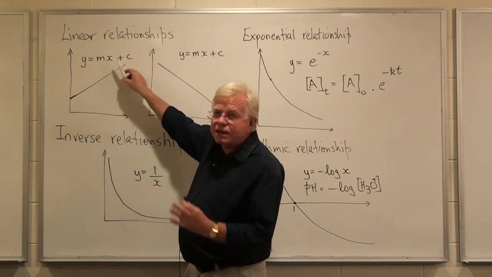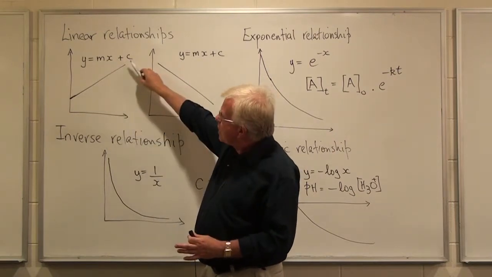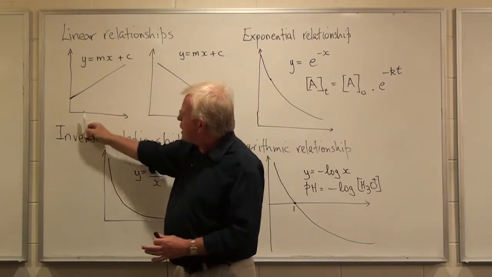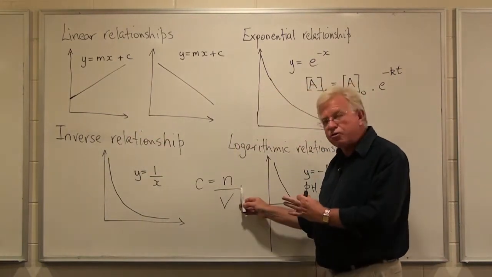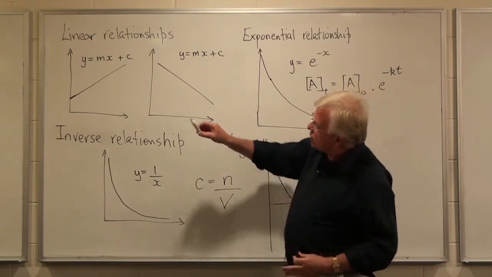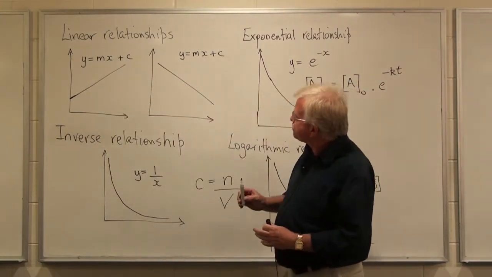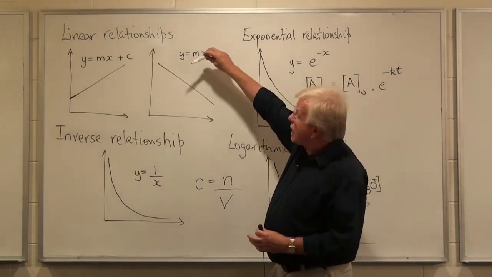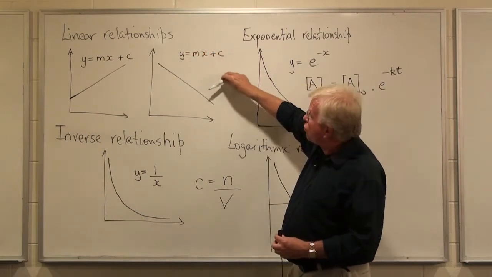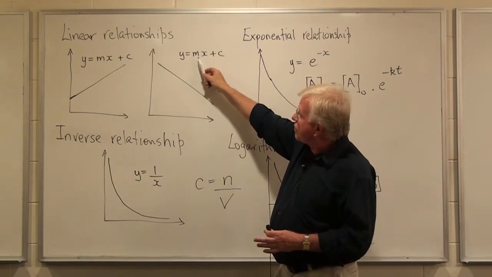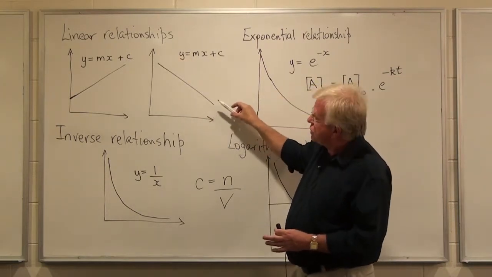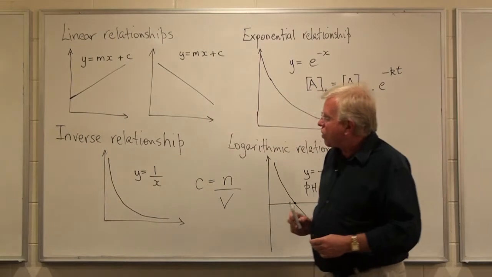This is the y equals mx plus c type graph. As you increase y, you increase x. As you increase concentration, you increase N in a linear relationship. Now, you can also get a negative slope, where m is a negative number. That's also a linear relationship. So you'll see these graphs very often.